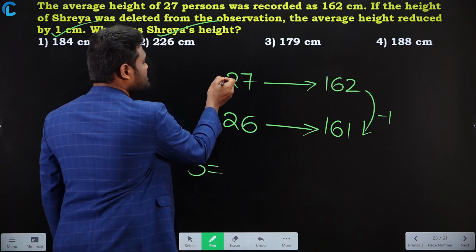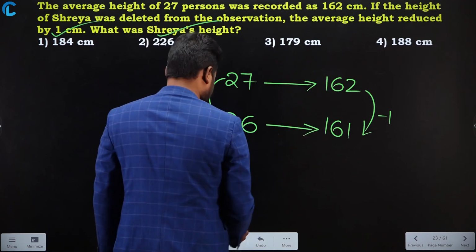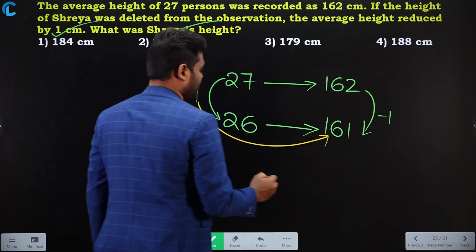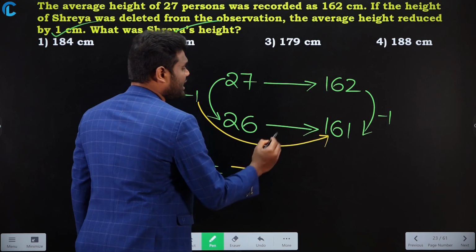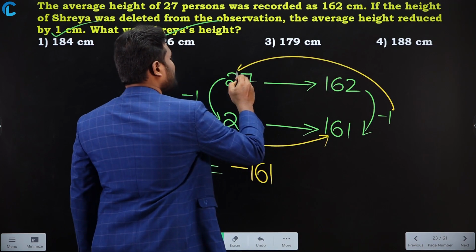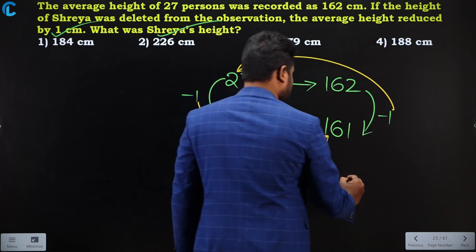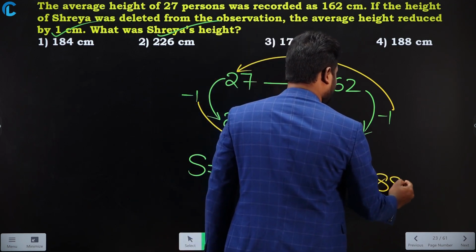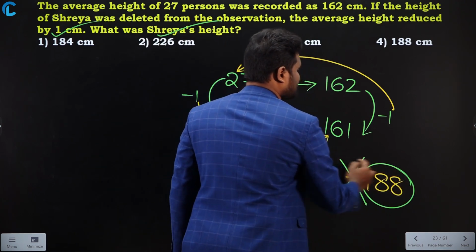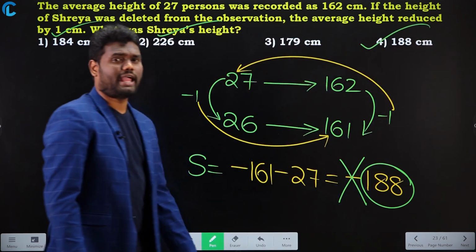Go with the same concept whatever we have discussed earlier. Left hand side difference is -1. Right hand side difference is -1. Now calculate. Left hand side difference multiplied with right hand side bottom number. Now it is going to be -1 into 161, which is nothing but -161. Similarly, right hand side difference multiplied with left hand side top number. It is going to be -27. Now when you calculate this, it is going to be -188. As I have told you earlier, you can neglect this negative value and you can say just the answer as 188. So we can say that Shreya's height is nothing but 188 centimeters.